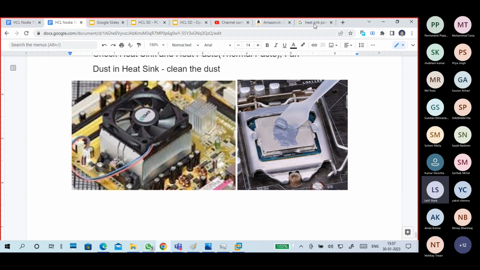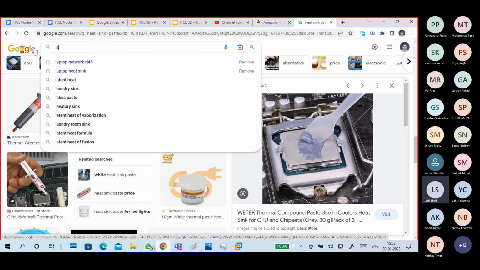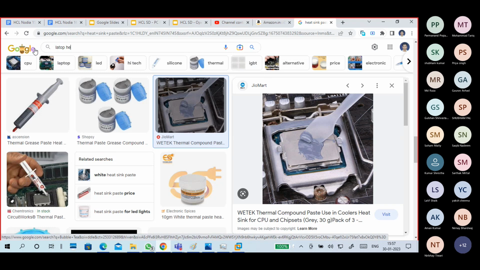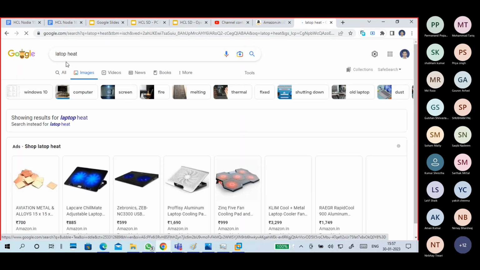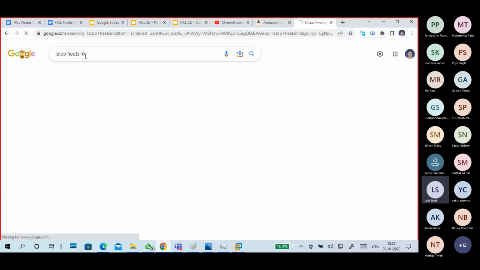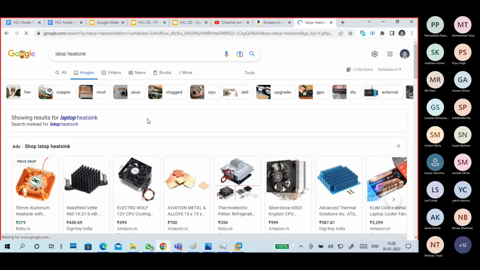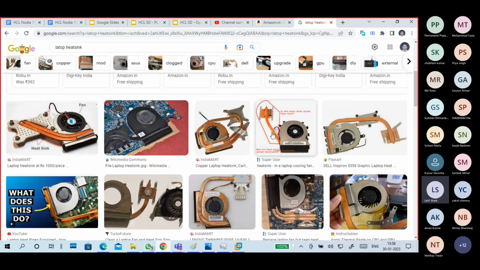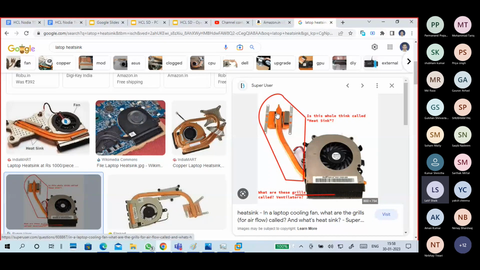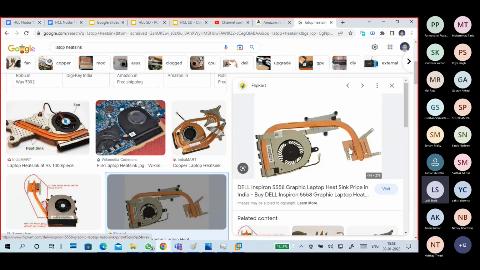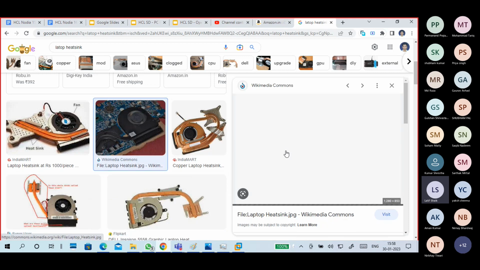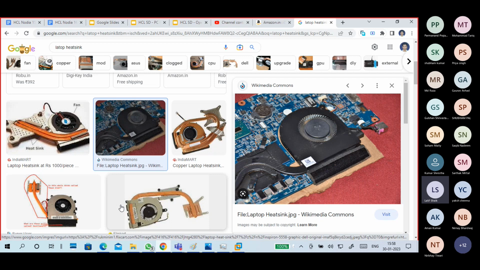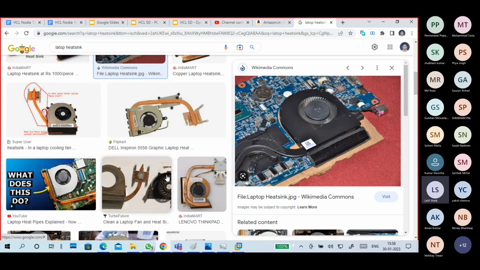Not only a normal processor, guys, also for laptops, if you take a laptop, heat sink. I have a good picture like this. This is also good. This is a unit which sits on your processor. It goes on the processor and absorbs the heat. The heat is transferred to this, and the fan will blow out the heat. See, this is the colored one. It is also the same, but it is coated black, that's it. Okay.